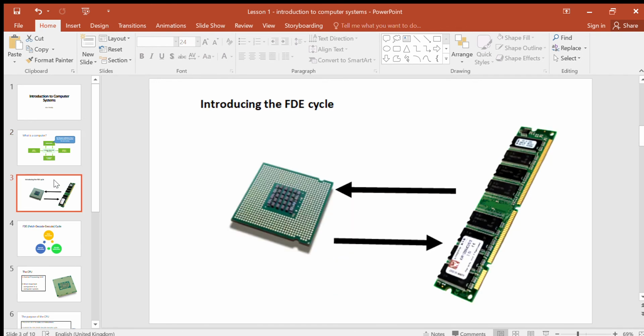Okay, so let's drill down a bit. So the FDE cycle, what does the FDE stand for? So it's fetch, decode and execute. Now what that means is the CPU is fetching an instruction from RAM, it is going back, it is decoding it and executing it. As soon as it's done that, it fetches another instruction, takes it back, decodes and executes. Now that is the FDE cycle.